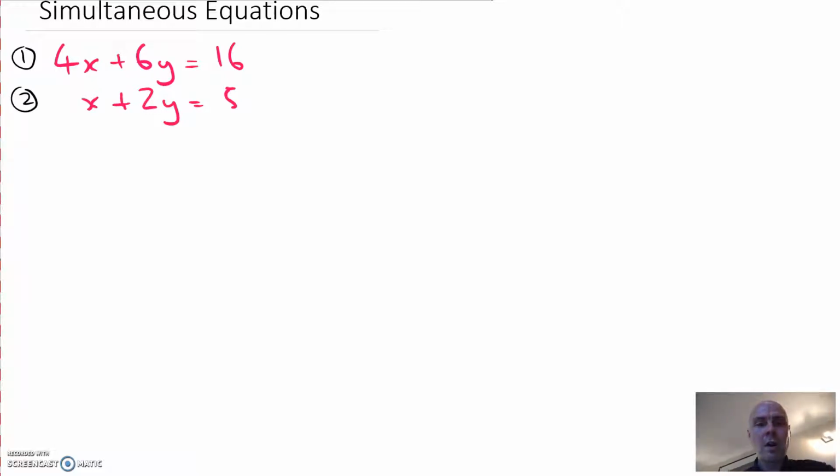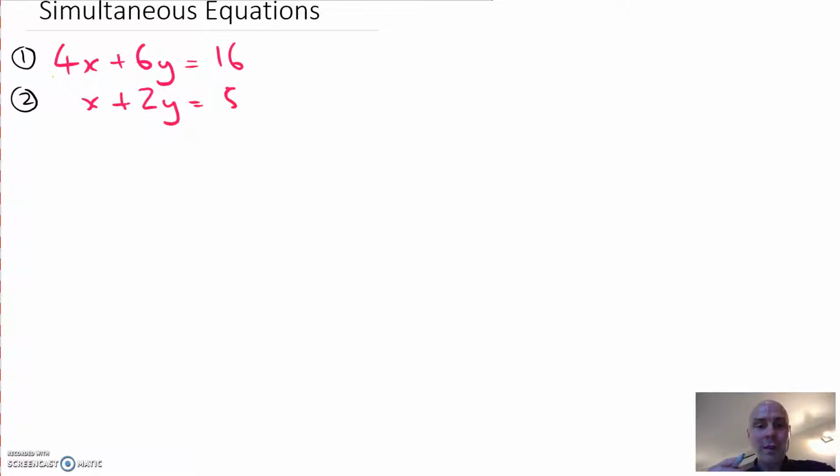Right, job number 1. My coefficients are not the same. I've got 4x here. I've got 1x here. They're not the same. I've got 6y here. I've got 2y here. They're not the same. So our first job is to get the x coefficients or the y coefficients the same. How can I do that?